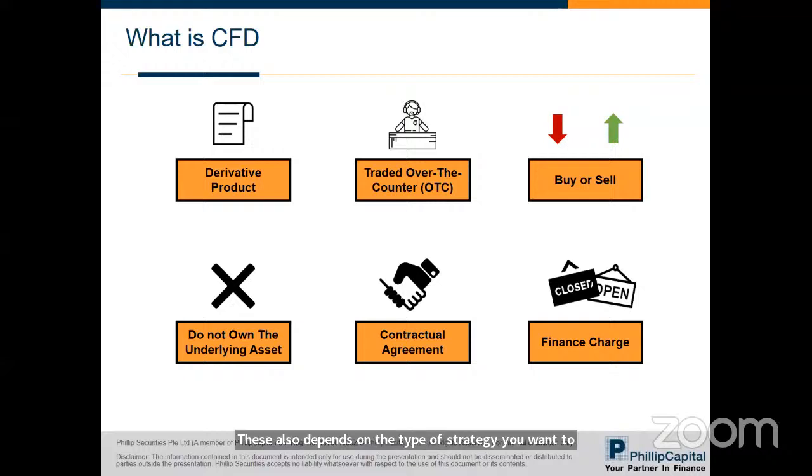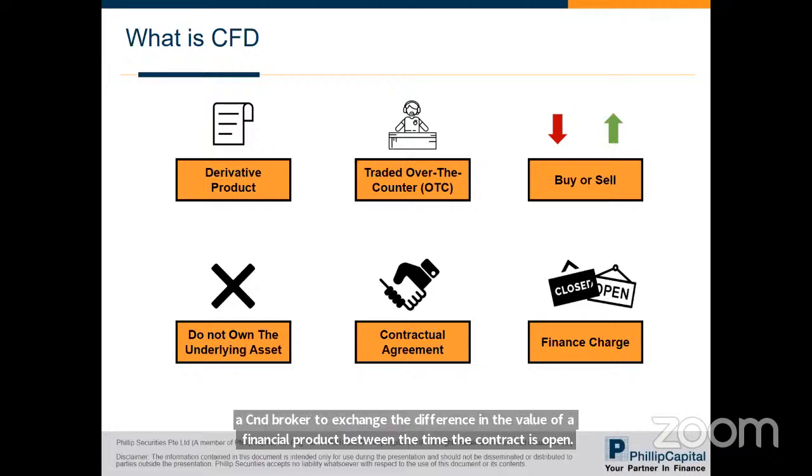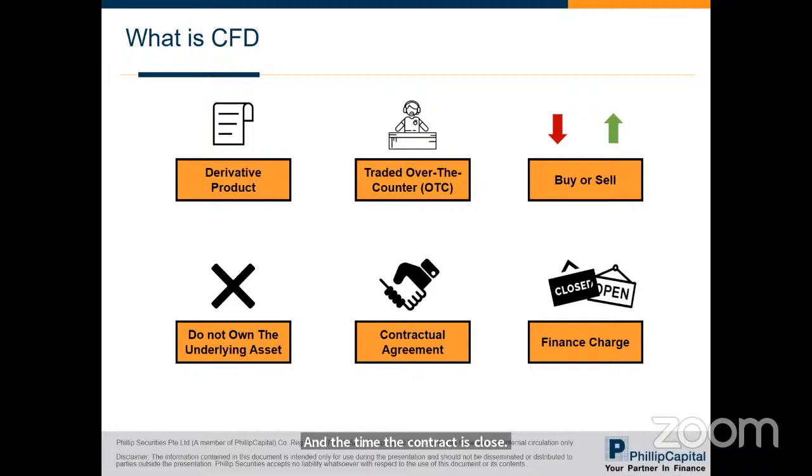When you long or hold one stock contract, you do not own the underlying asset, but what you're getting is actually a contract. CFD is a contractual agreement between an investor and a CFD broker to exchange the difference in the value of a financial product between the time the contract is opened and the time the contract is closed. Do note that different country equities have different market hours and operating hours. If you hold past the opening hours, there will be a financing charge.